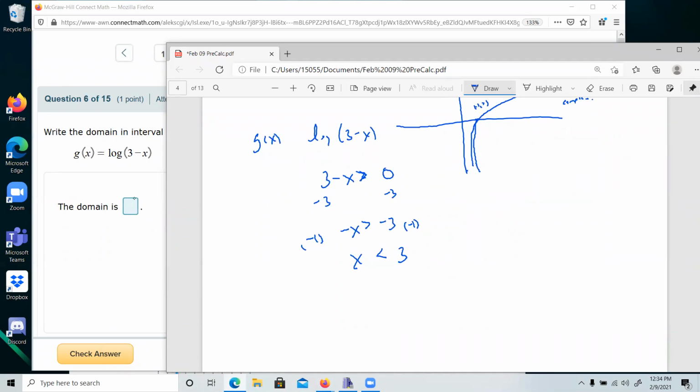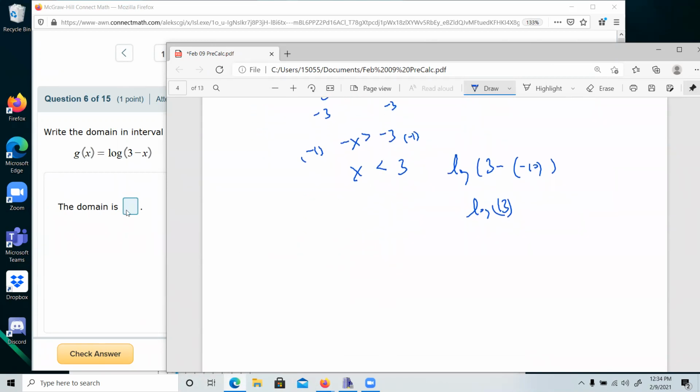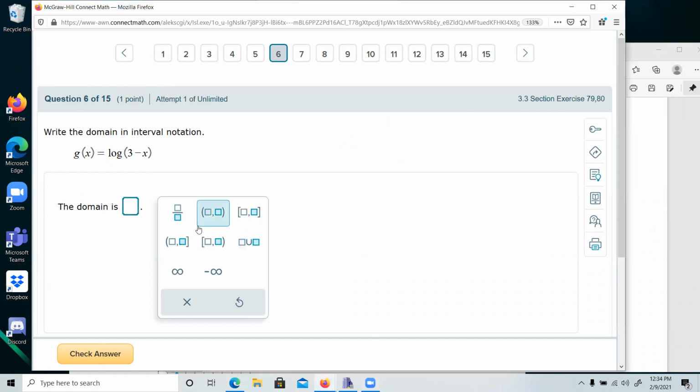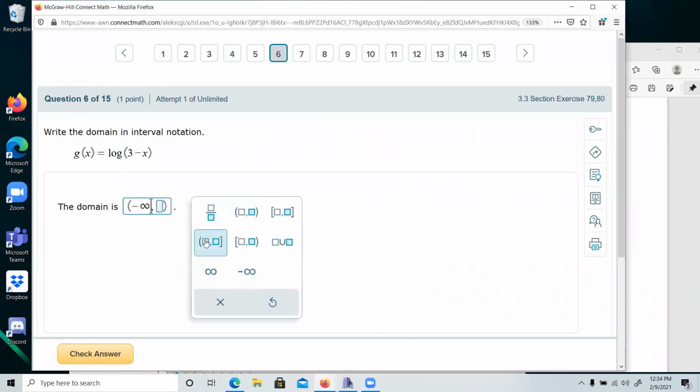Put in 0: 3 minus 0 is fine, so we take the log of 3. That's okay. What happens if I put in x equals a negative number, like negative 10? What happens with the two negatives? This is really the log of 13, which we could do. So be careful of those. Those are the domain issues. In this case, my domain, they want interval notation, would be negative infinity up to 3.